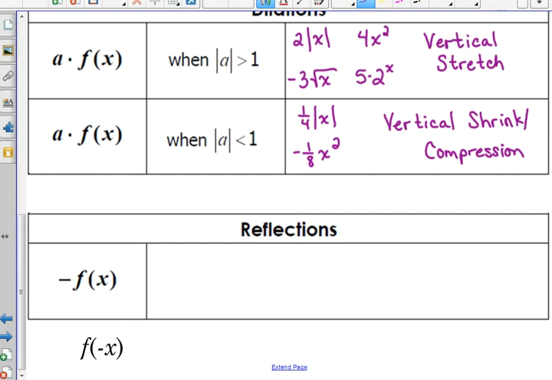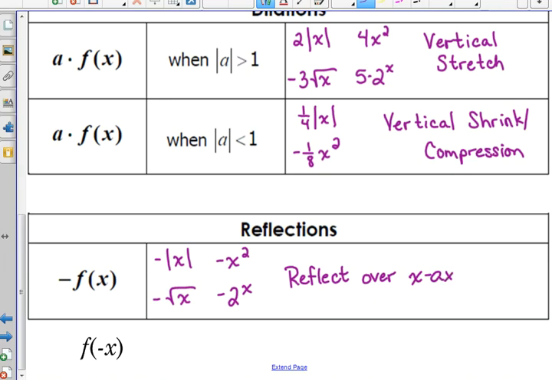Okay, almost there. Reflections. We have 2 types of reflections, negative f of x and f of negative x. So negative f of x, we looked at that one yesterday. That's if the negative is in front of the function. So the negative absolute value of x, the negative square root of x, negative x squared, or negative 2x. Those always reflect over the x-axis. Again, you can very easily see that if you graph the original and graph whatever transformation you're looking at.